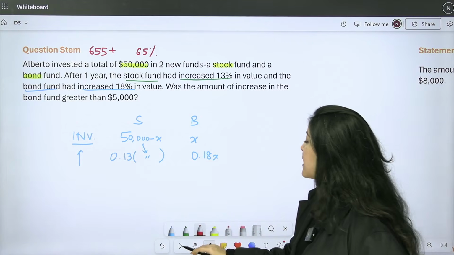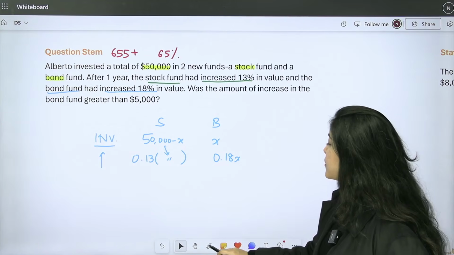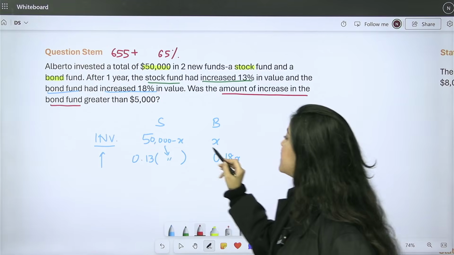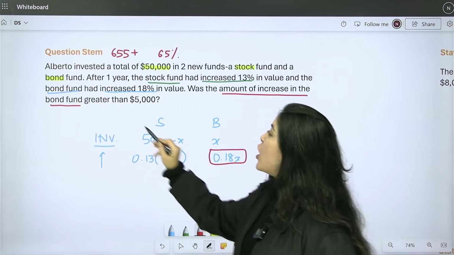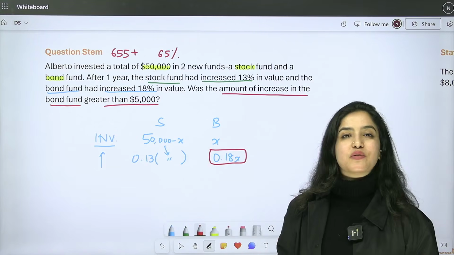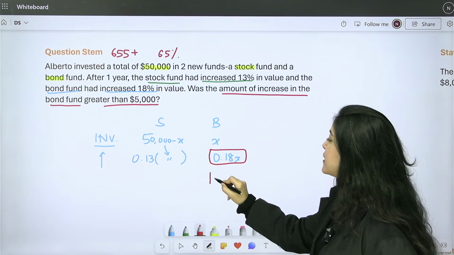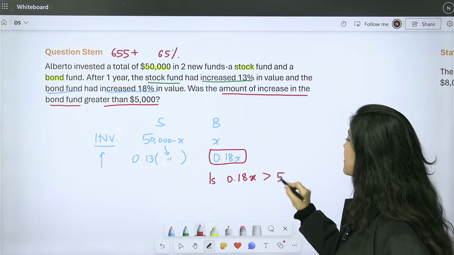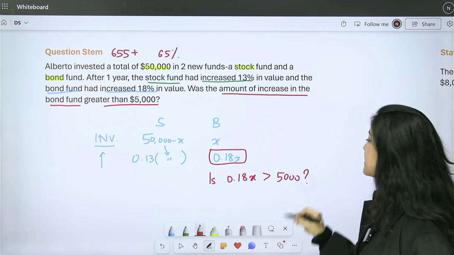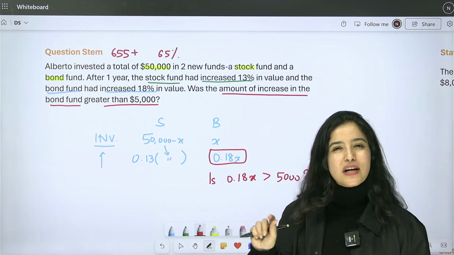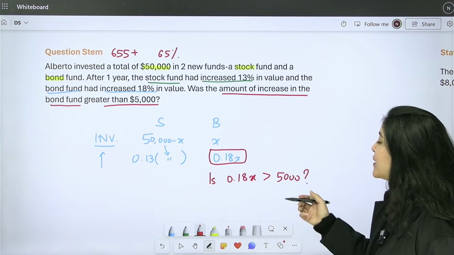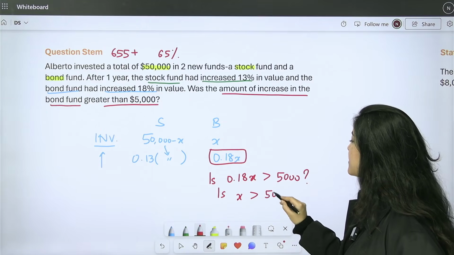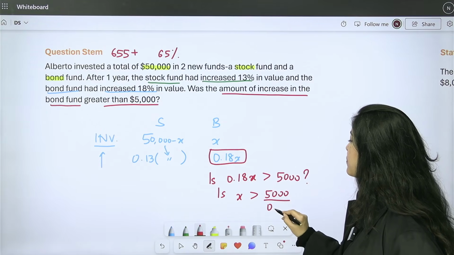Now your question is asking about the amount of increase in the bond fund. So you are interested in the bond fund increase, which is this value here. Was this greater than 5,000? So essentially I have a question here which says, is 0.18X greater than 5,000? Now clearly you can see what you're interested in here is just X, the one variable. You can actually simplify this further. It means you want to see, is X greater than 5,000 divided by 0.18?